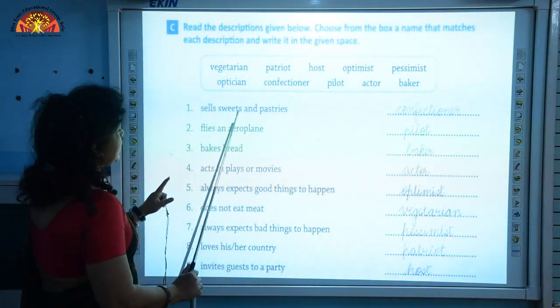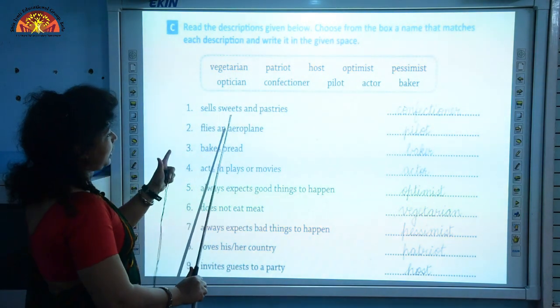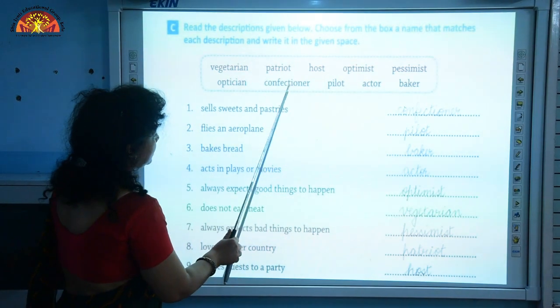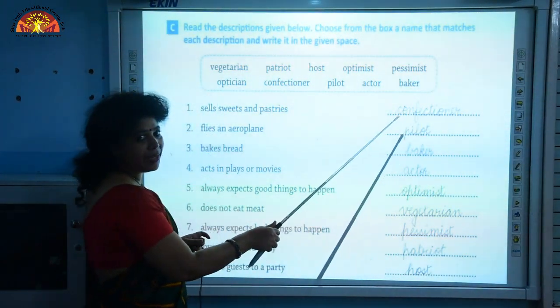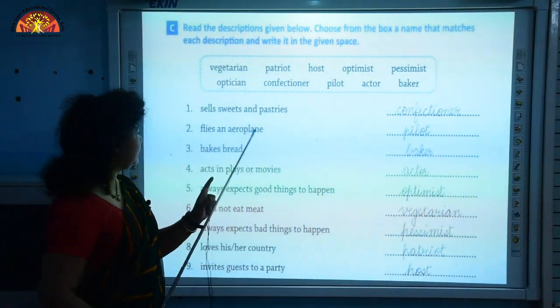Sells sweets and pastries. What do you call a person who sells sweets and pastries? You call that person a confectioner. So, I want you to write confectioner in this blank space. Write confectioner, and this is how you have to do this question.